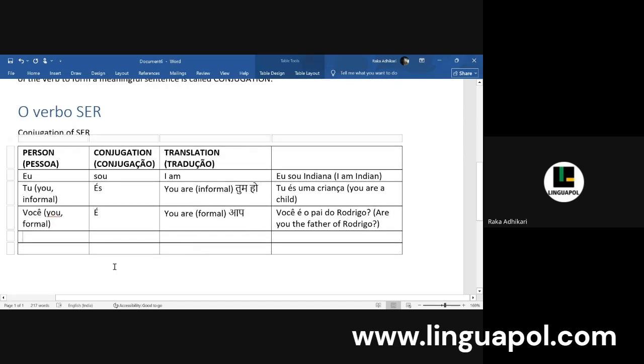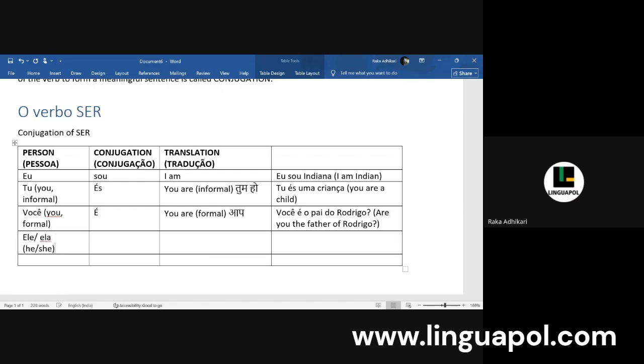After this, we will talk about the third person. So till now, we were talking about the first person, that is eu. Then the second person, that is tu and você. Then let's talk about the third person. We have ele or ela, means he or she. So the word ele means he, whereas ela means she.